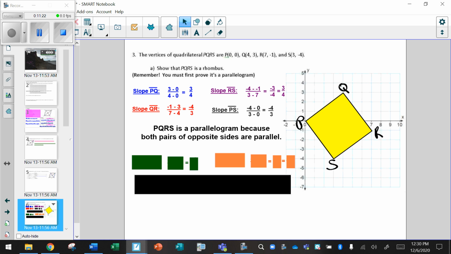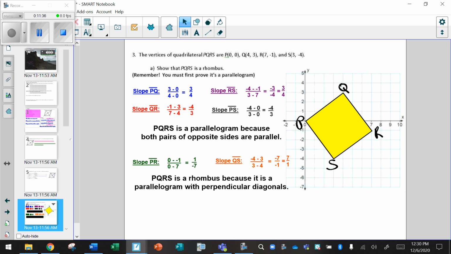I like to do slope. So I'm going to calculate the slope of both diagonals. When I find the slope of both diagonals, what I'm hoping for is that they are opposite reciprocal slopes. And when I see that they are opposite reciprocal slopes, then I can say PQRS is a rhombus because it is a parallelogram with perpendicular diagonals. That's just what we needed to do. That is what we did. So that's how you prove something's a rhombus.